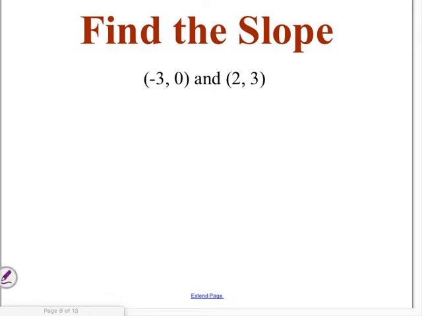Next task we have is to find slope. If you remember back from that vocab slide, our slope equation was m is equal to y2 minus y1 over x2 minus x1. Given our points, I find the first thing helpful to do is to label out what you have.